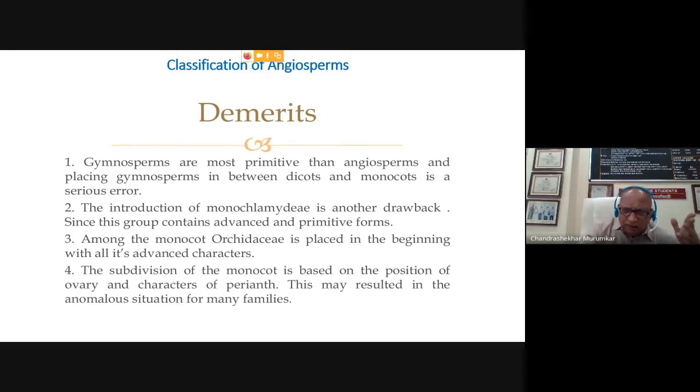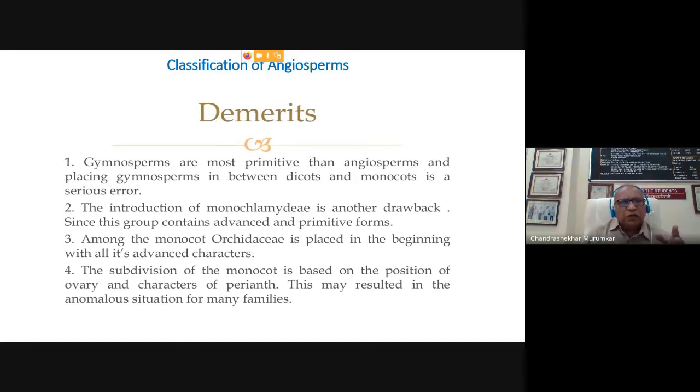So because of these merits and demerits, even though, remember, in the 19th century and in the 20th century, the Britishers were ruling half of the world. As both these botanists, Bentham and Hooker, were British taxonomists.